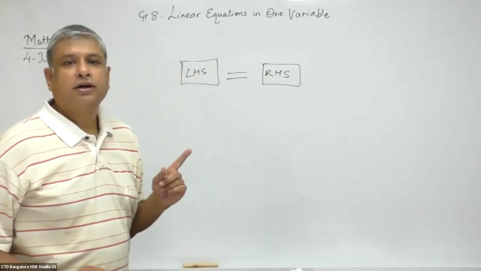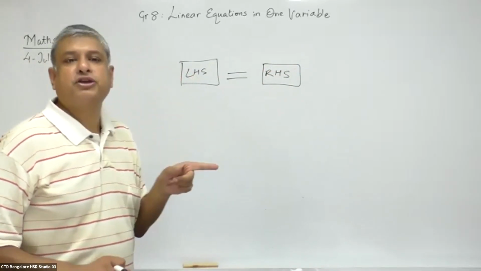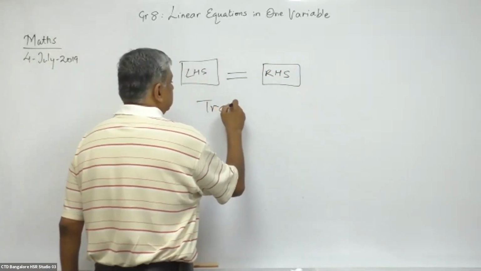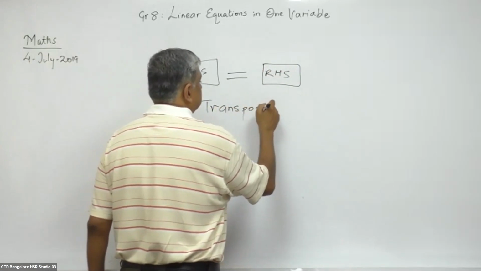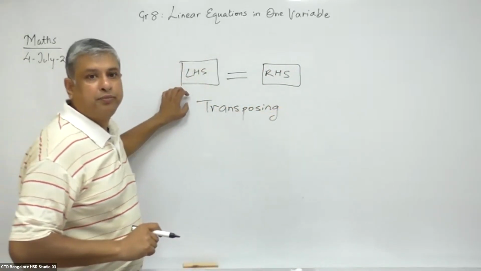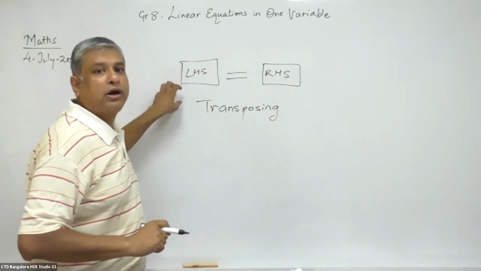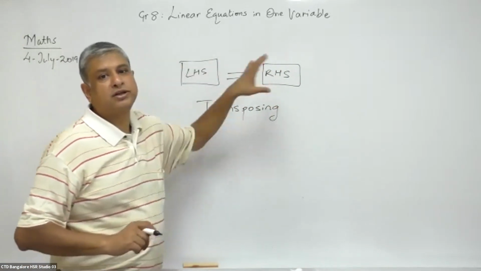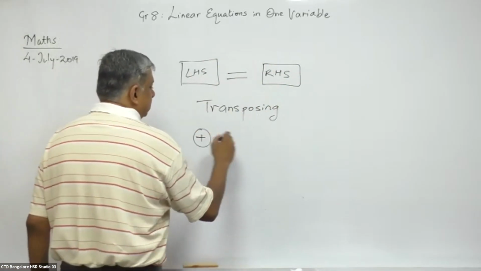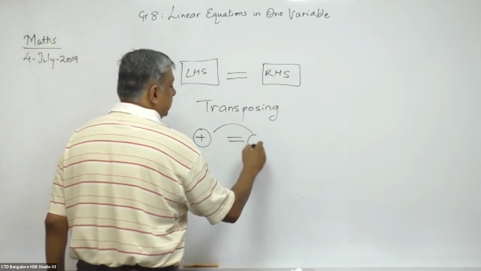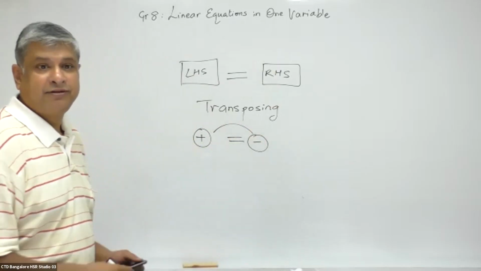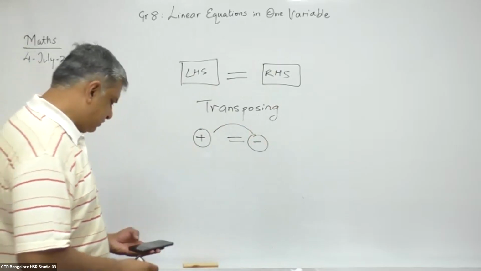Then we learned a faster and more efficient technique called transposing. So what was transposing? Transposing is where we can directly move operands or entities from one side to the other side. So we learned when plus moves across the equal to sign, it becomes negative, correct? So that is one technique.